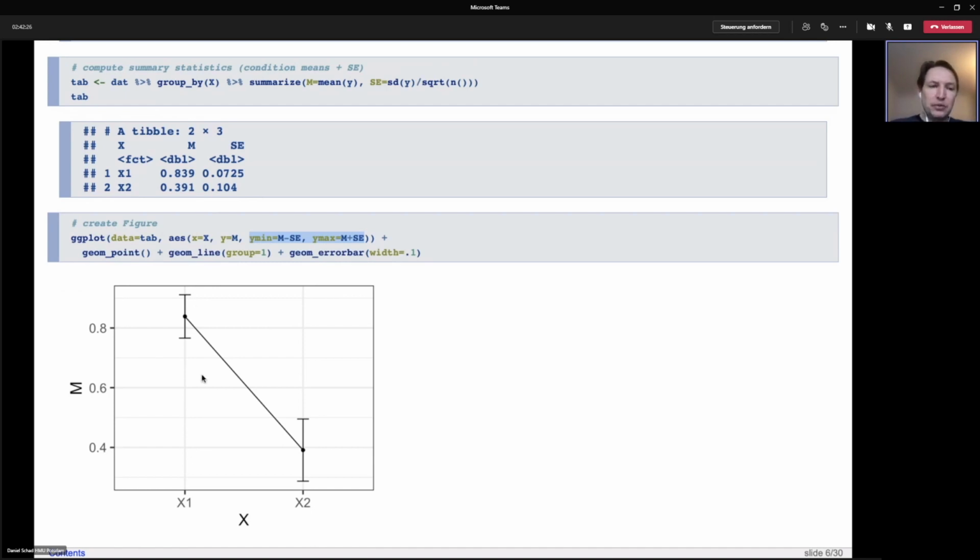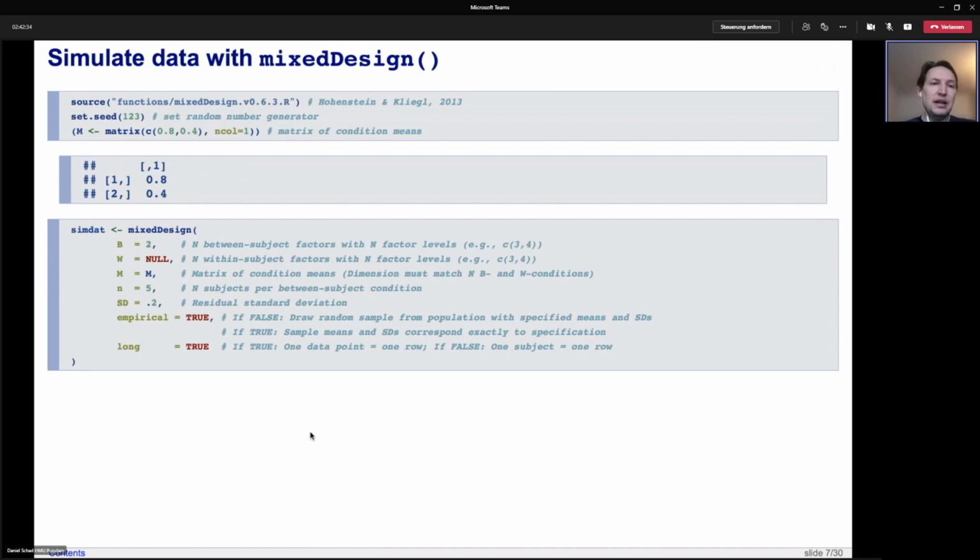For the comparisons that we make, it's easier to have very clear numbers where we know exactly what the difference is, and this can be implemented. So we will work with a custom function that Reinhold Kliegl and Sven Hohenstein wrote in 2013, and it's called mixedDesign. And this can also be used to simulate data like that.